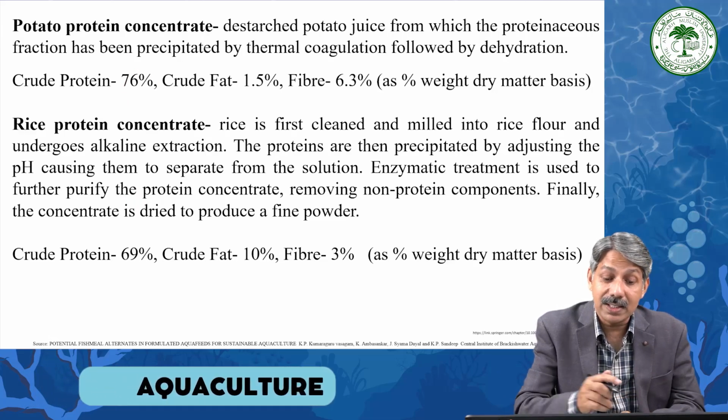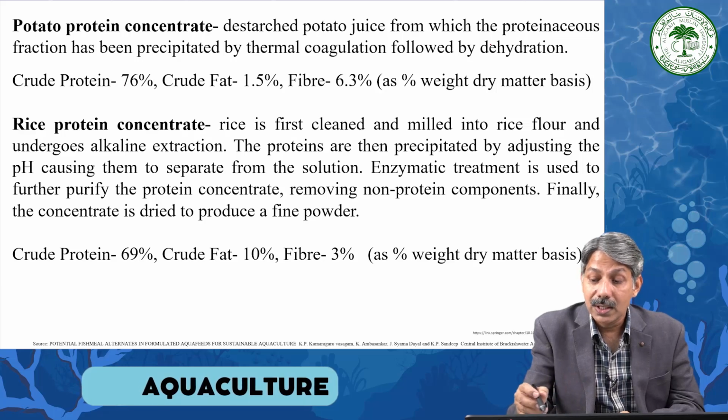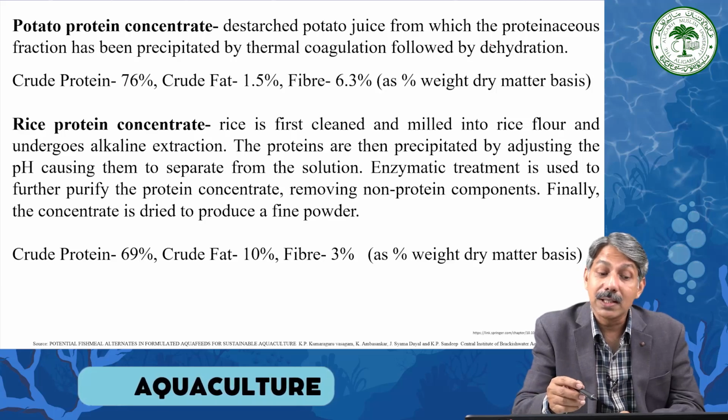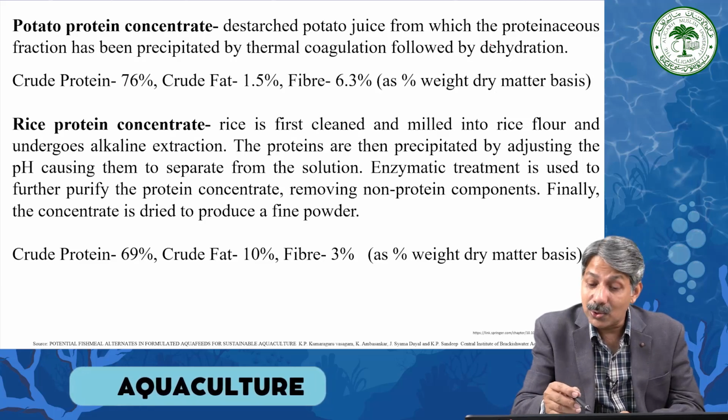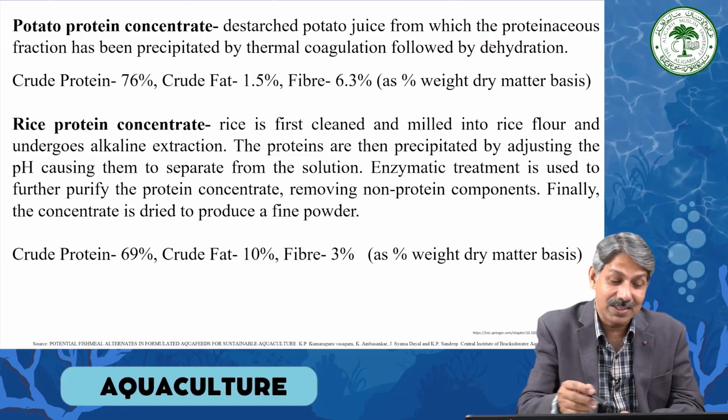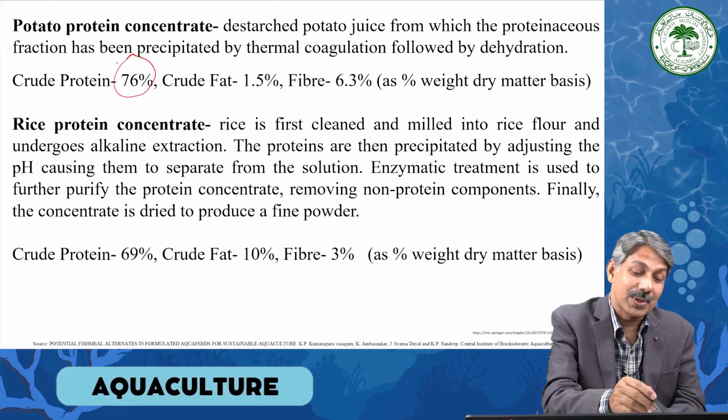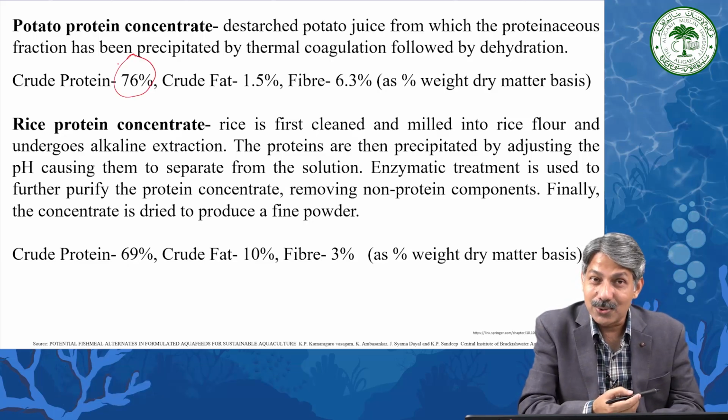Potato protein concentrate is de-starched potato juice from which the proteinaceous fraction has been precipitated by thermal coagulation followed by dehydration. Crude protein you see here in potato protein concentrate is 76%.